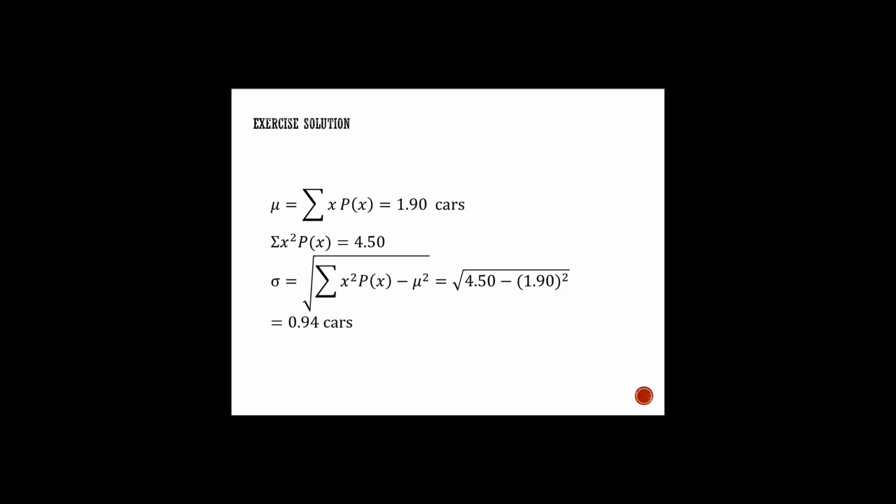Now, what these mean, and you always have to interpret mean and standard deviation in the units of the problem. And the problem was cars parked in a 3-car garage. So the mean would be 1.9 cars, and the standard deviation would be 0.94 cars.